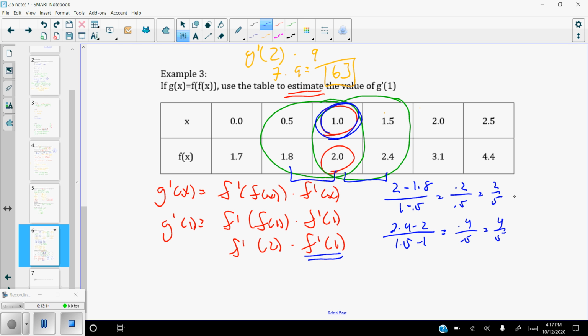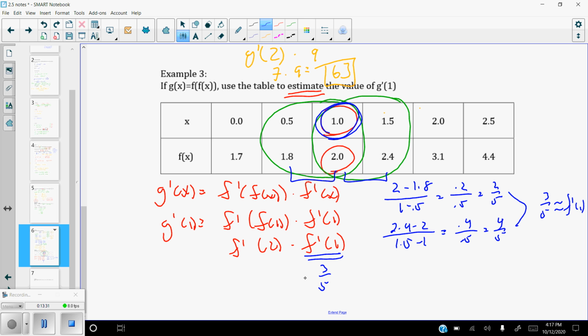Then if I want to find the average between these two, I just add them up and divide by 2. 2/5 plus 4/5 is 6/5. Divided by 2 is 3/5. So this is a good estimate for f prime of 1.